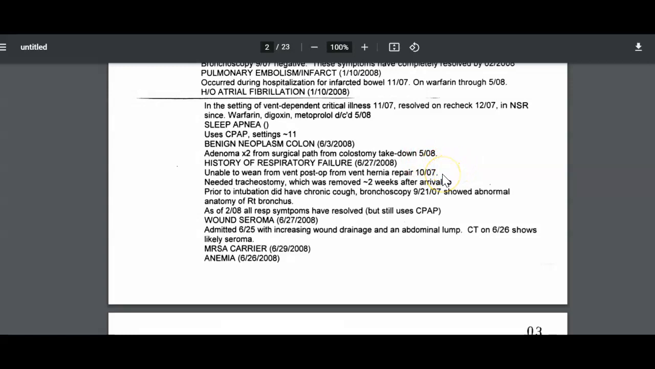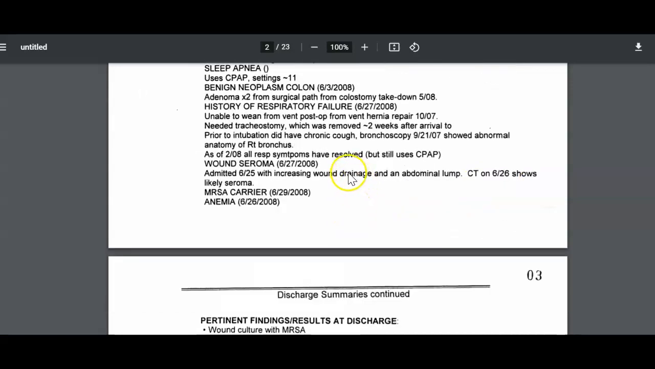Let's go here. Unable to wean from vent post-op, '07. They needed a trach, again, '07. '08, respiratory symptoms have resolved. Right here, this is this admission. We have the wound seroma. They're admitted 6/25 with increasing wound drainage, and they had an abdominal lump. So here the CAT scan shows a likely seroma.